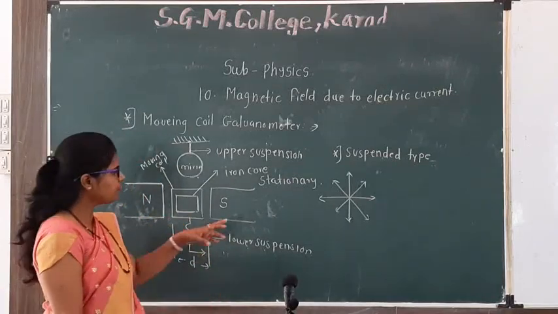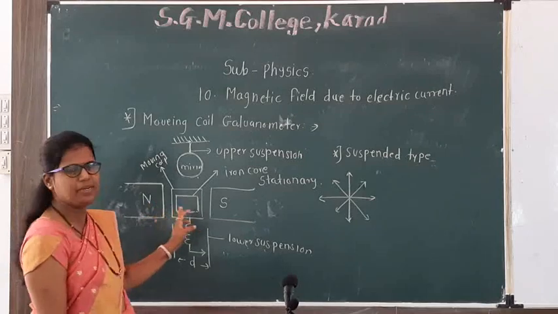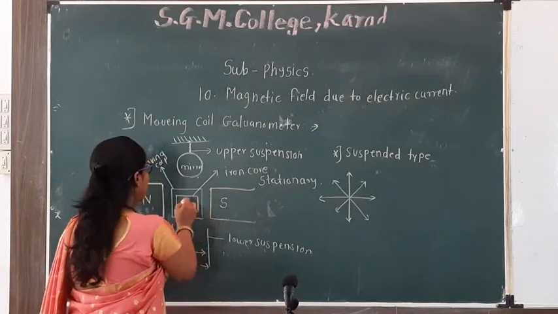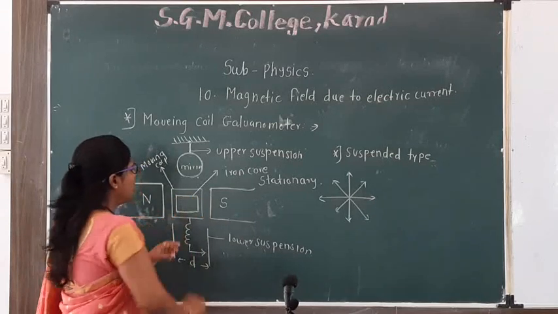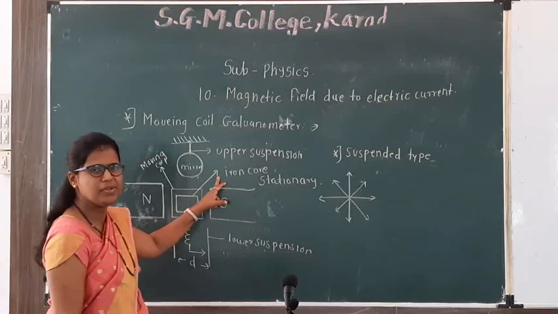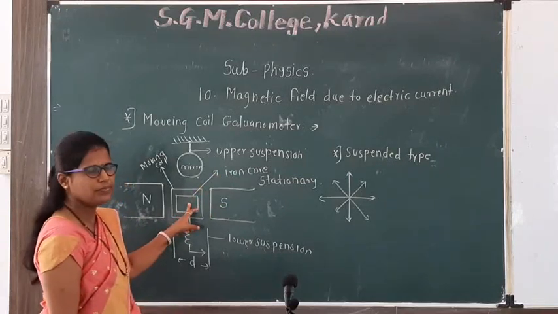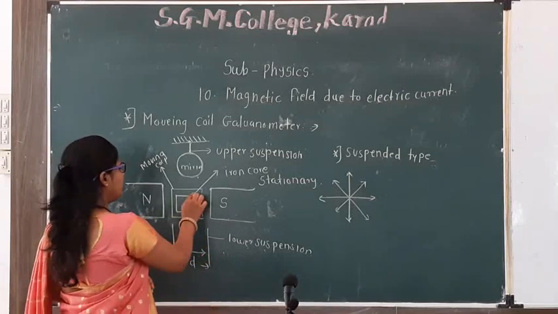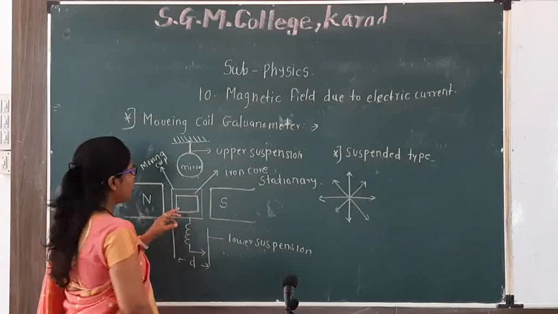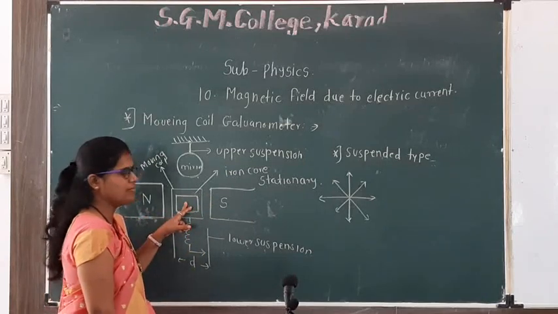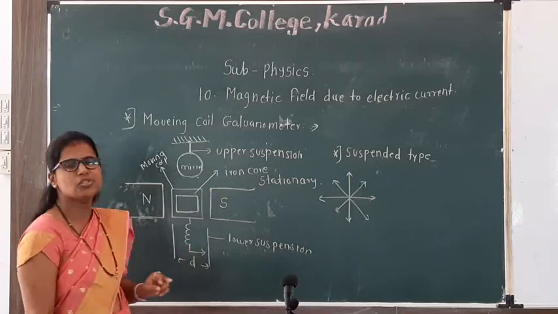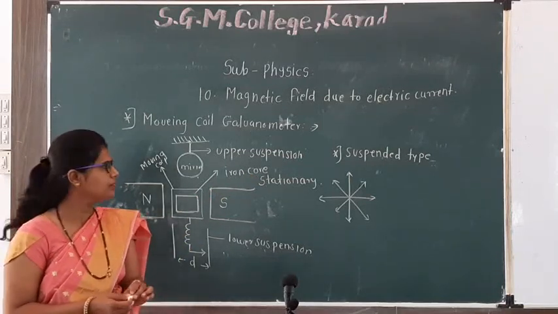Now see here the moving coil galvanometer. In between, an iron core is placed. This iron core makes the magnetic field strong. The magnetic field between the two pole pieces of the magnet is made strong and radial by this iron core.